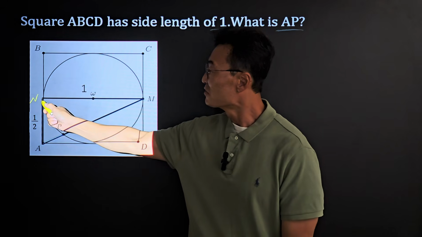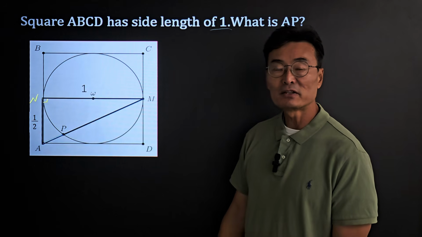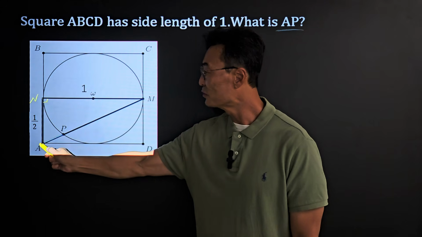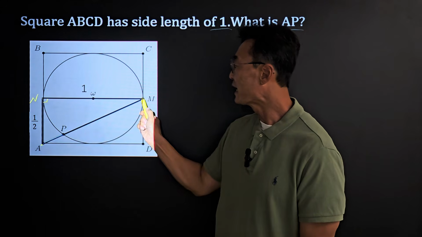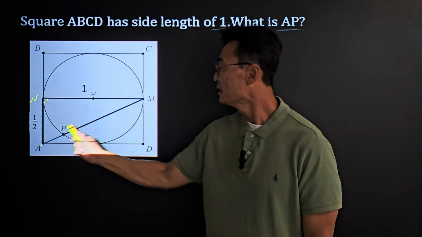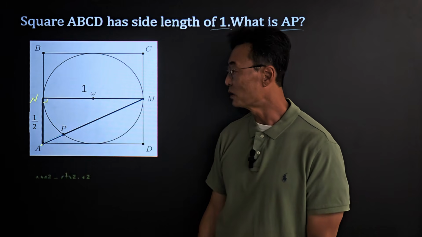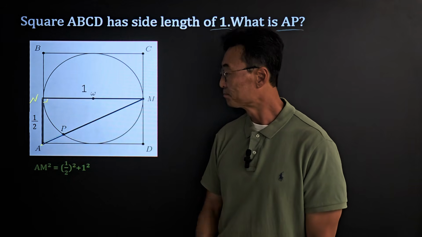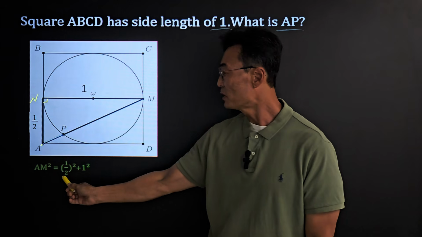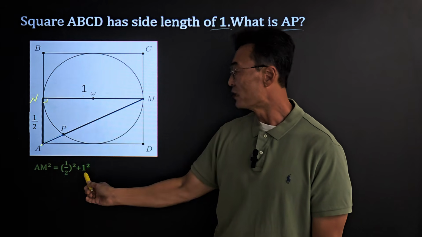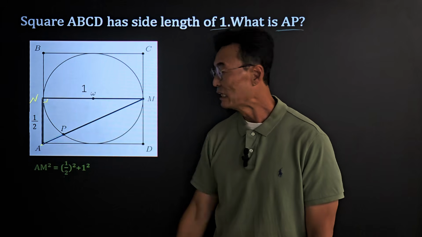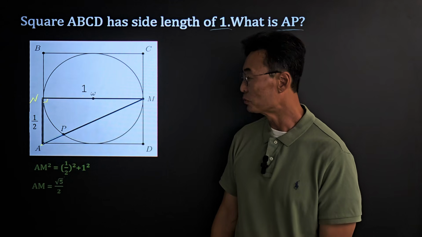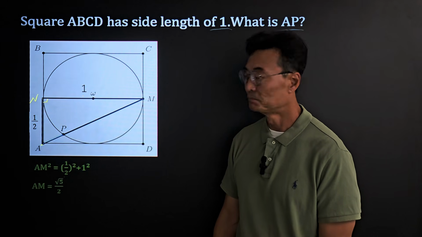Then, since this is a right angle right here, we have a right triangle. So let's use the Pythagorean theorem to find the length of AM, from A all the way across, where AM squared, since AM is the hypotenuse, equals (1/2) squared plus the other leg, or 1 squared. And if you solve for AM in this equation, you'll end up with AM equals √5/2.